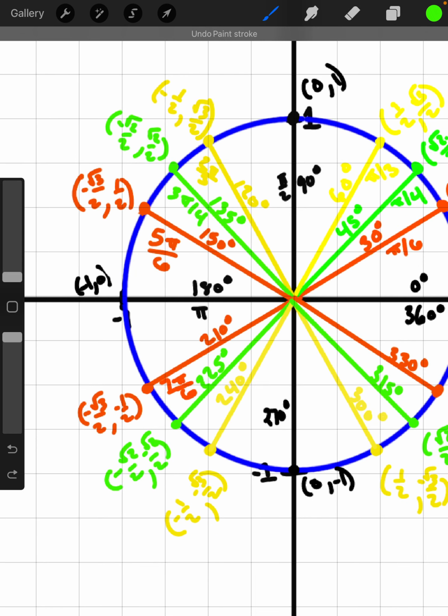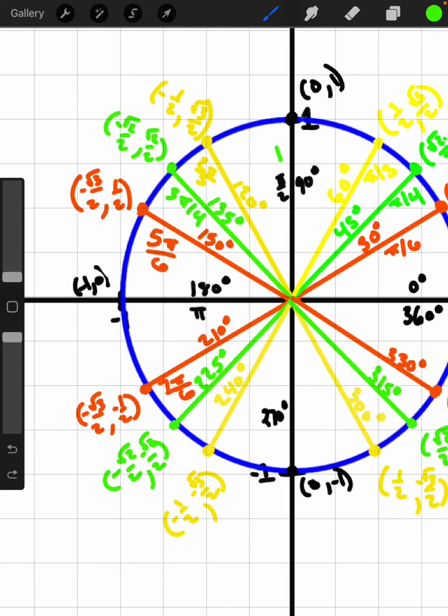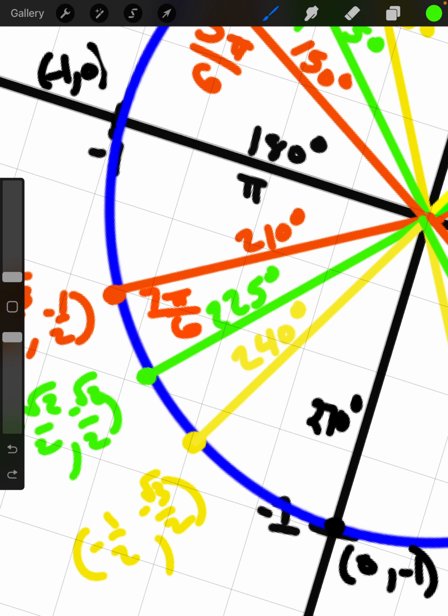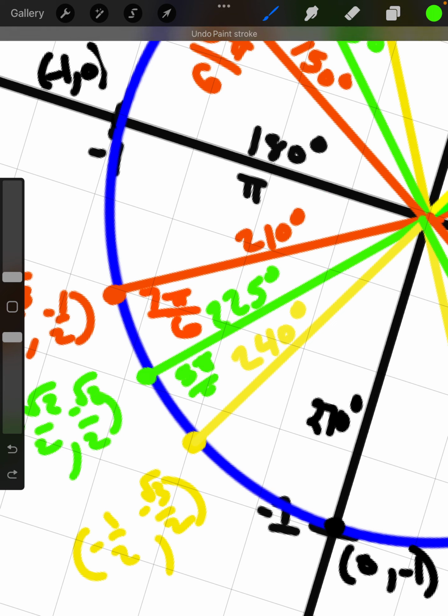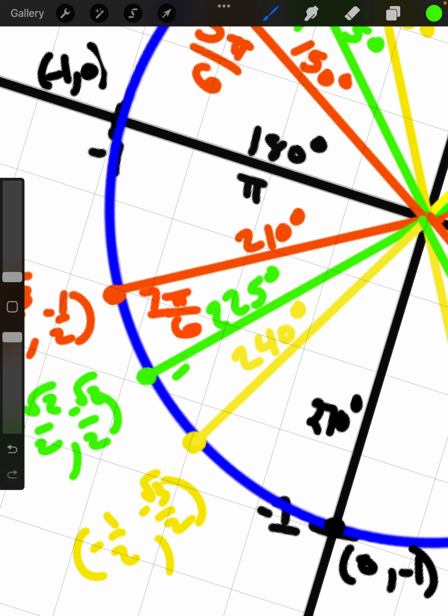So I had pi over 4. 2 pi over 4 would simplify to pi over 2. 3 pi over 4 is in the second quadrant. 4 pi over 4 would simplify to pi. So now I'm at 5 pi over 4. So 225 is 5 pi over 4.